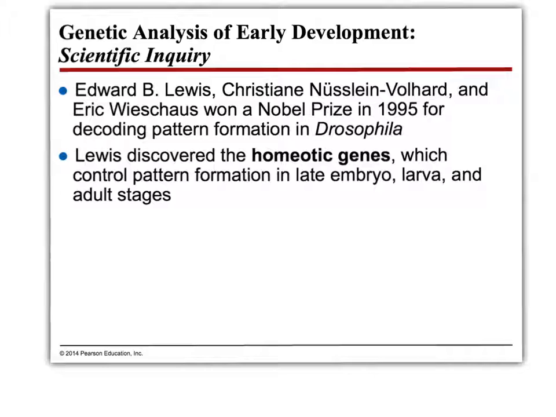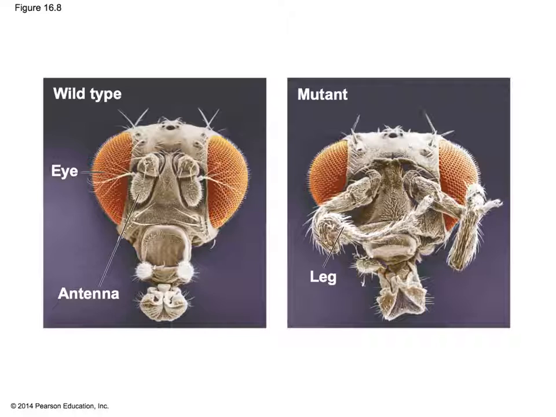All right? And we're going to talk about these things called homeotic genes. All right? They control pattern formation in the embryo and in the adult stages. So a certain set of genes are expressed at the head, another set at the thorax, and a final, different set, and they are conserved over time.